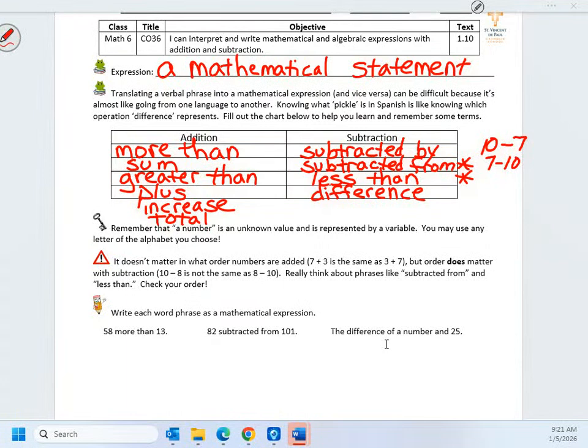Do you have another one, Michael? No, I was just going to say, I was going to say difference, but I missed it.